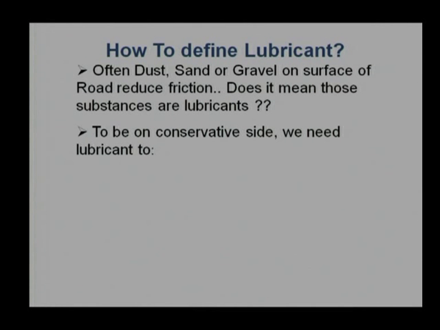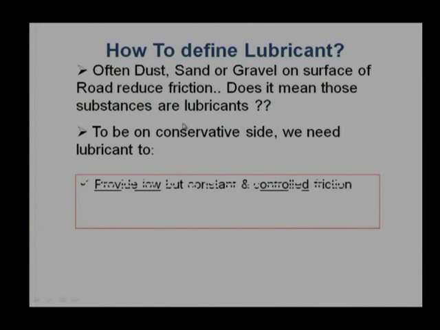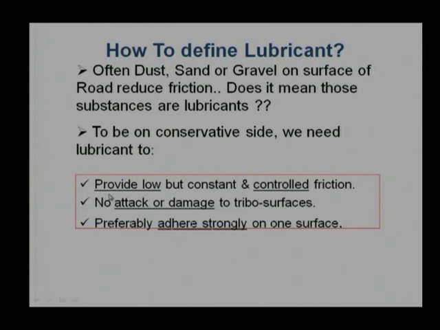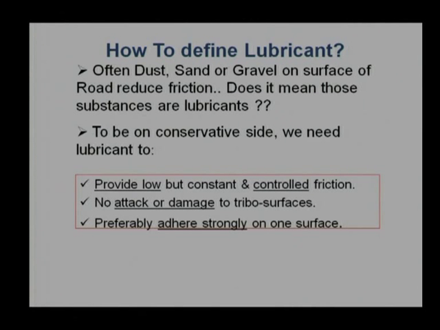But that is not the case when we talk about tribology, when we understand the physics and the science of lubrication. We say a lubricant can be defined based on its properties. A lubricant needs to provide low but constant and controllable friction. It should not be that sometimes the lubricant provides 0.1 coefficient of friction, sometimes 0.5, 0.6, an uncontrollable coefficient of friction. This most commonly happens with sand or gravels. They do not have any control over the coefficient of friction. It continuously changes. It is lower than a solid road, but uncontrolled. We do not have much control on that coefficient of friction. From that angle, gravels or sand cannot be called a lubricant.